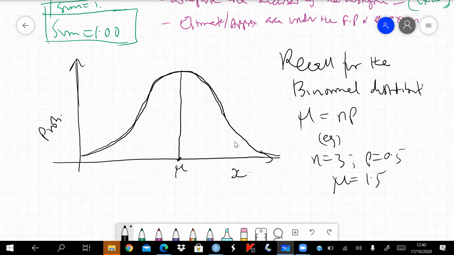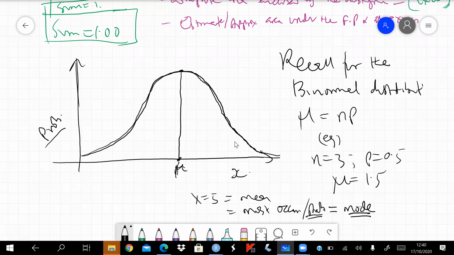In descriptive statistics, this is the most occurrent observation. So this point here, x is equal to 5, we're saying is the mean. It is also the most occurrent. But because now we're in the context of probabilities, we say the most probable outcome here. And the most probable outcome is called the mode. So we're saying this point here is the mean. It's also equal to the mode.